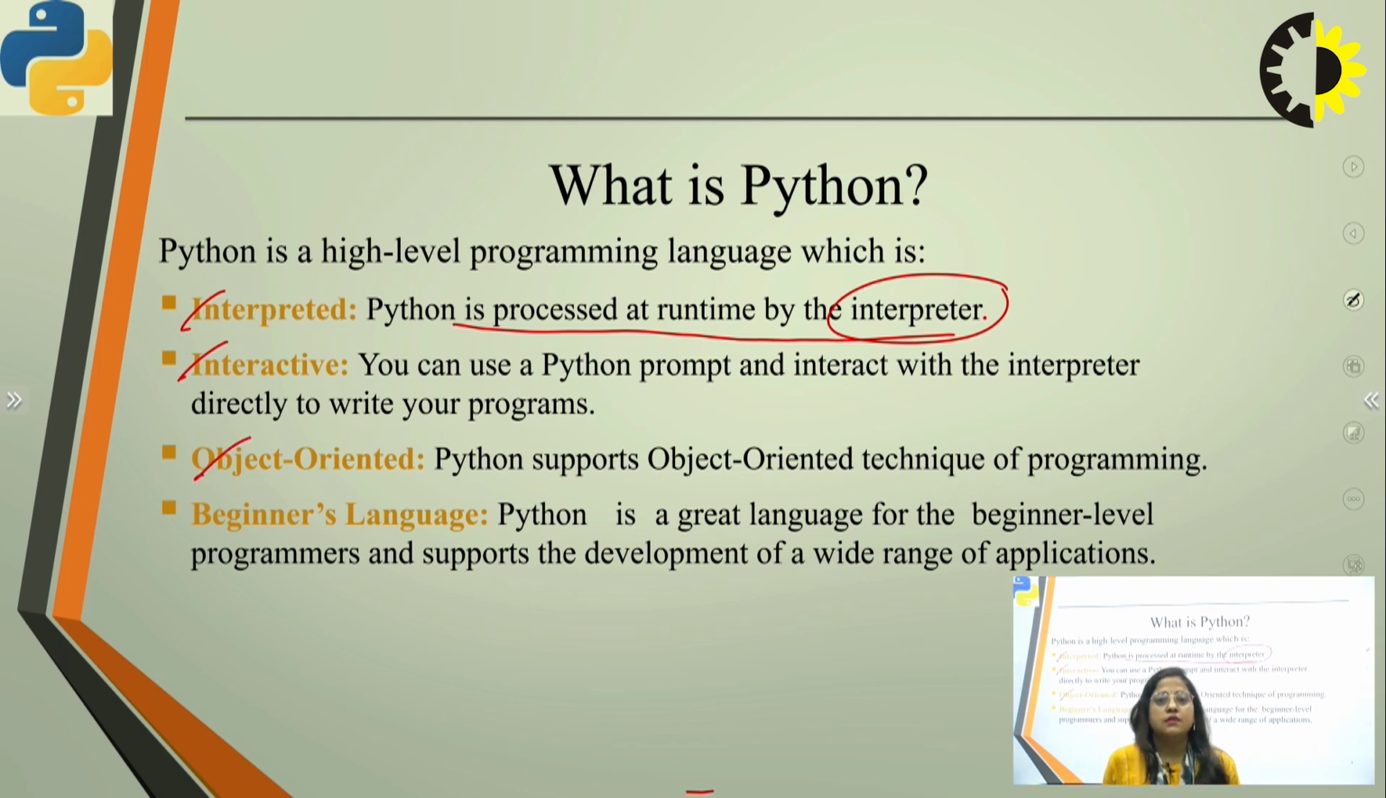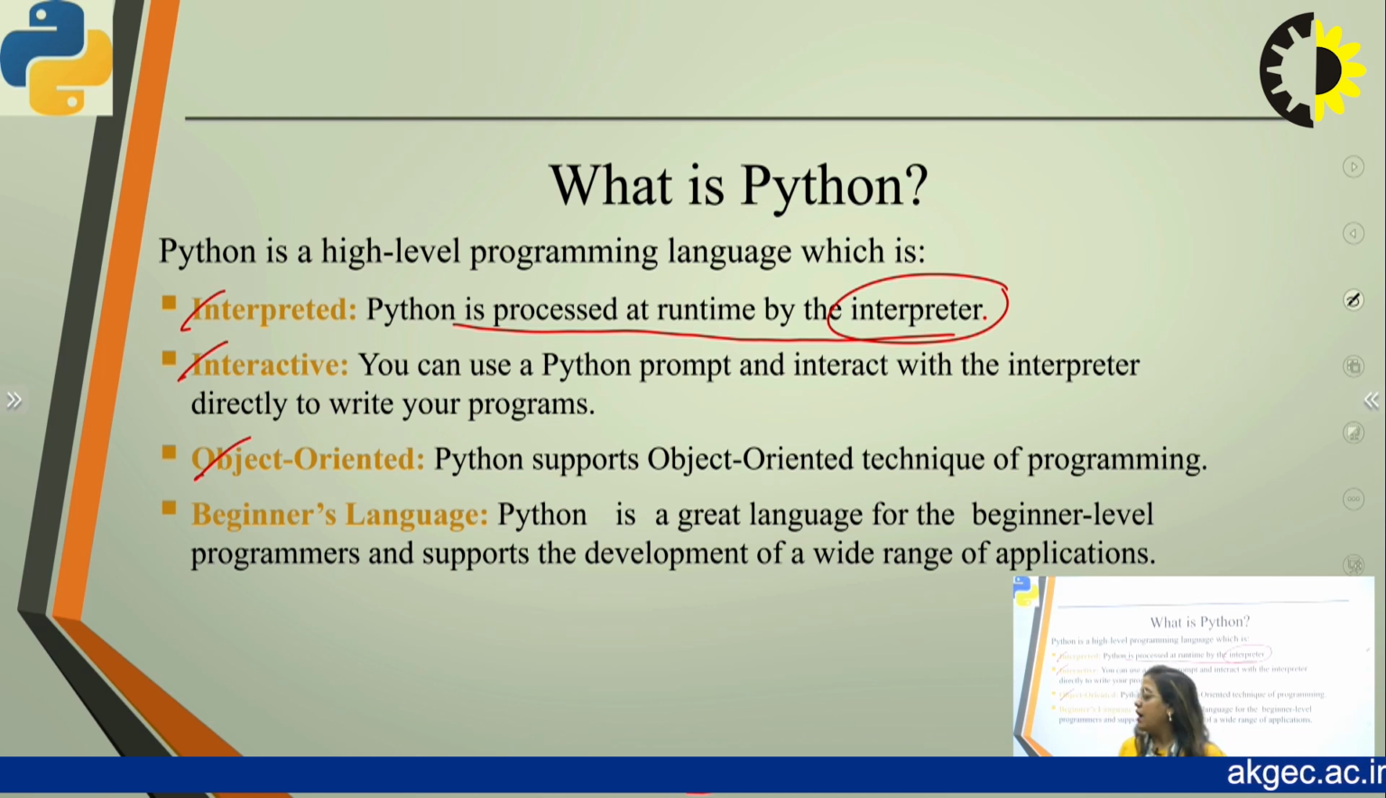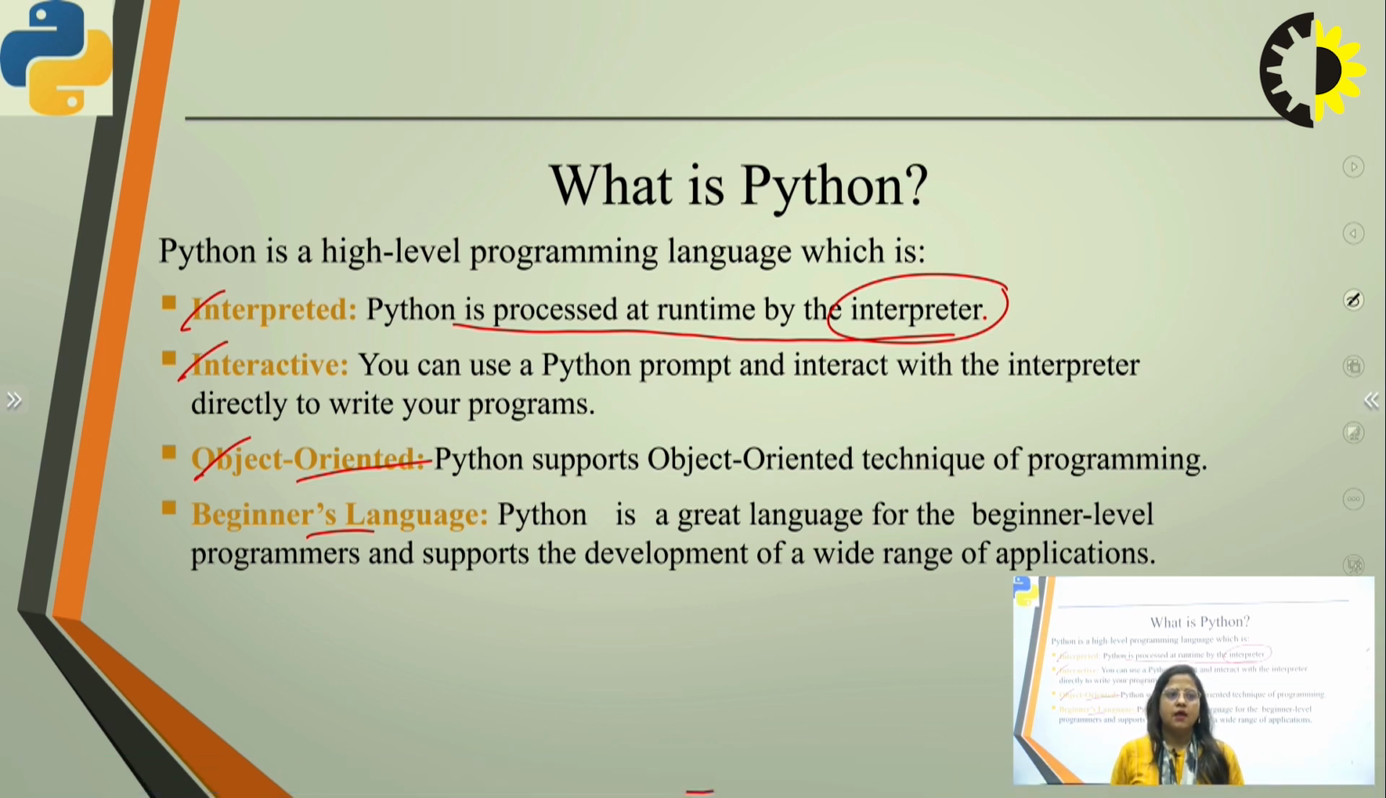Other languages, like C, are procedural languages, but this language is object oriented, which means here we use objects and classes and other concepts. And the fourth one is a beginner's language. Beginner's language means it is very beneficial for beginner students. This is because here the lines of code are very minimal as compared to other languages, so it is very beneficial for beginners.